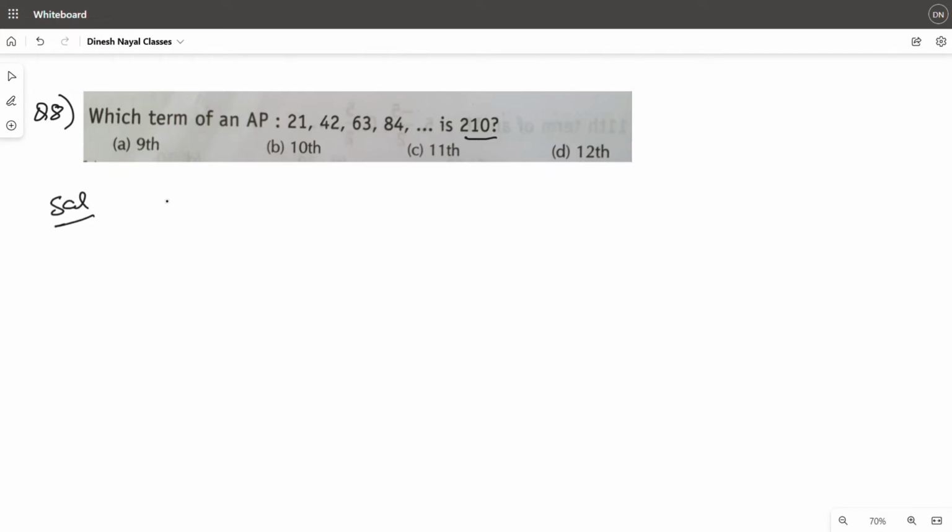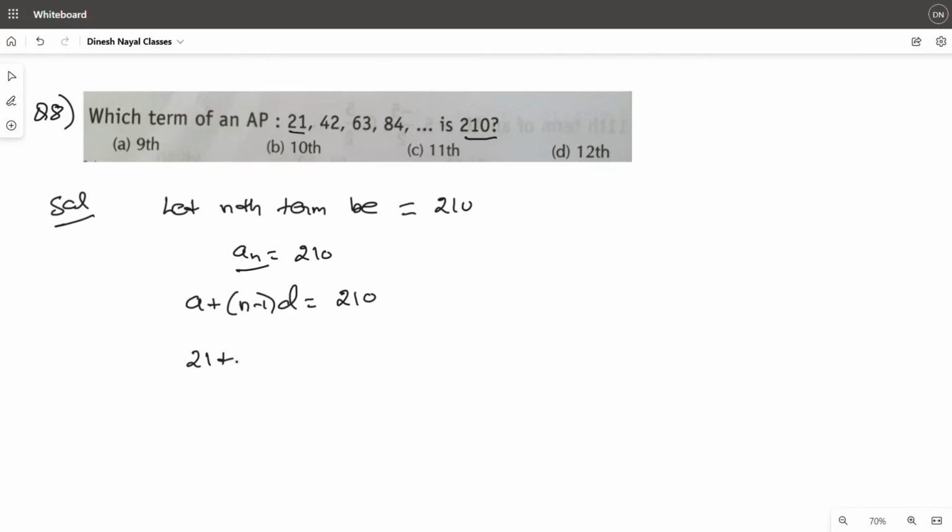Now see, let the nth term of the given AP be 210. So taking the nth term as 210, we write an equals 210. Now writing down the formula for the nth term, which is a plus (n minus 1) into d equals 210. We know that a is 21, so this will be 21 plus (n minus 1). Now what is d? We have to find d.